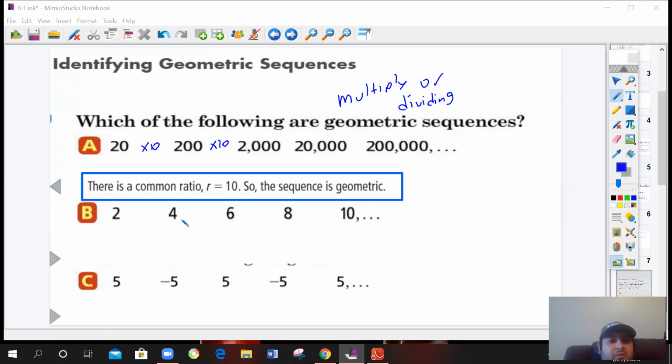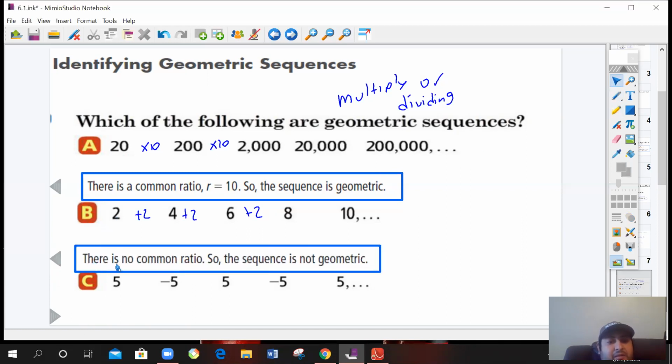Next one, you have 2, 4, 6, 8, 10. It seems like they're adding 2, 2, 2. So this is not geometric, right? There is no common ratio, so the sequence is not geometric. It's more arithmetic because it's adding by 2. So here you could put in arithmetic.